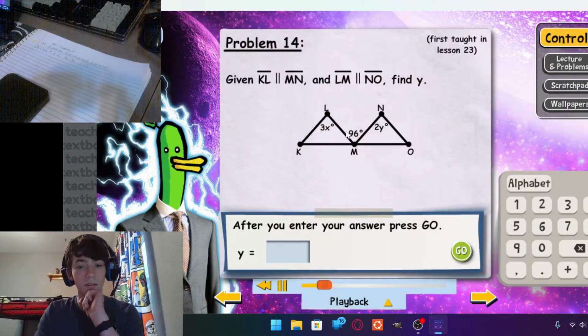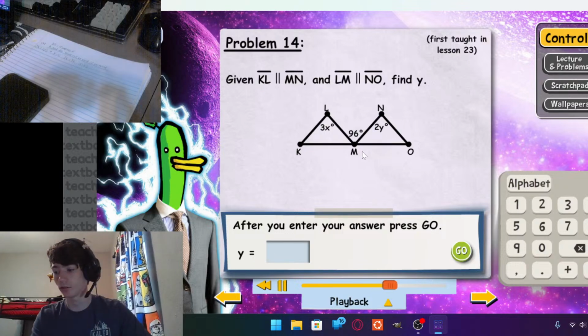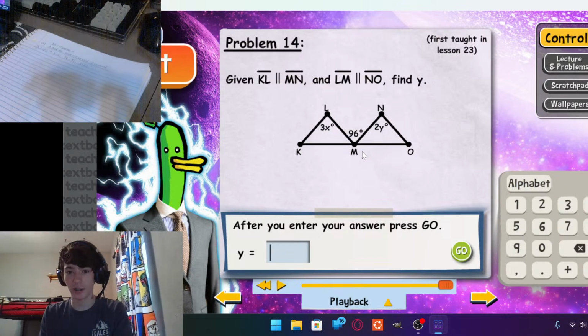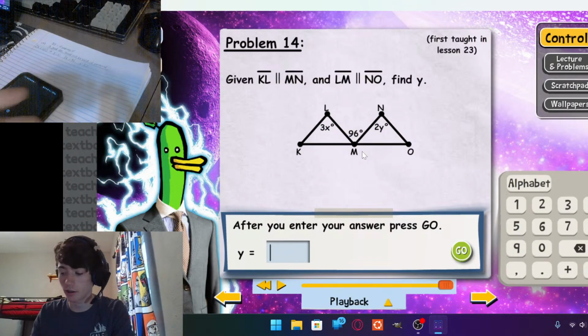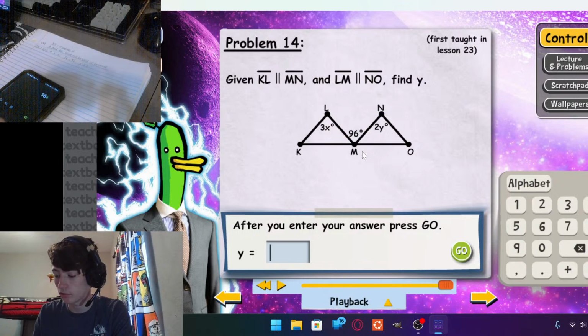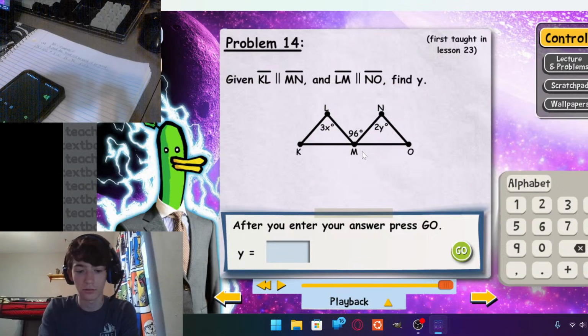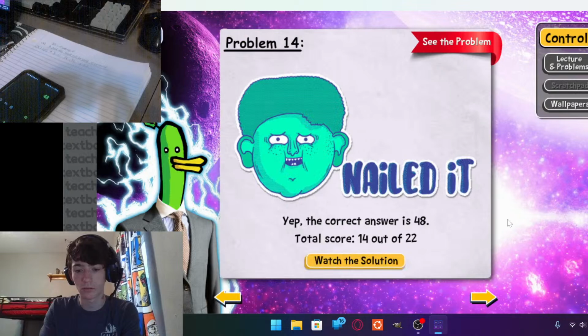Given that segment KL is parallel to segment MN and segment LM is parallel to segment NO, you need to find Y. Okay, well now we literally just got to divide 96 by 2. Wait. Yeah. 96 divided by 2 is 48. That's right. Yeah, that's what I thought.